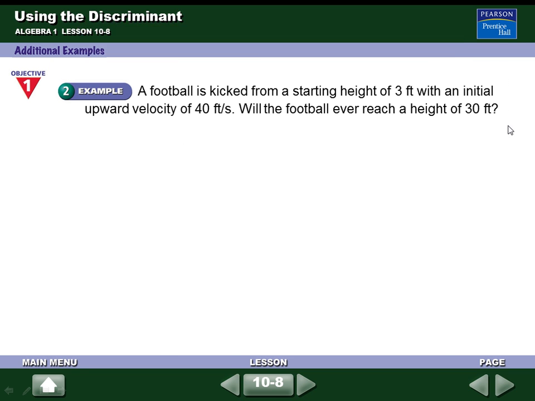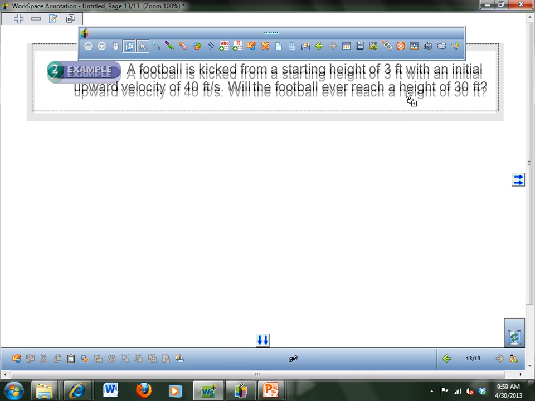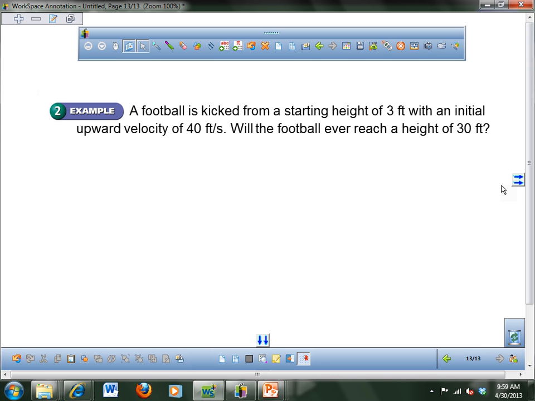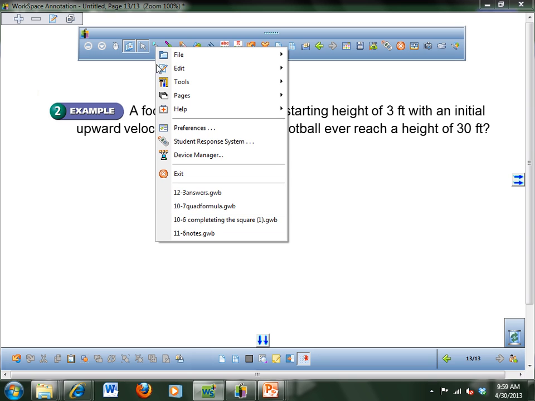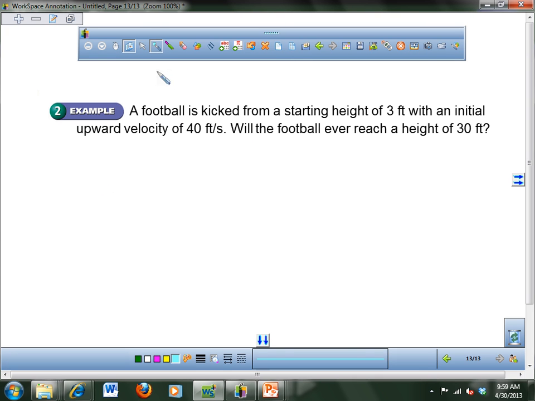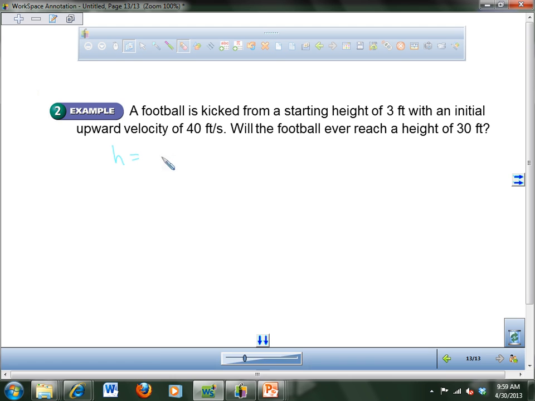If this were a test, I would give you that formula that I gave you with that word problem that we just went over. But they're expecting you to plug into this formula that I gave you earlier, okay? Which is h is equal to negative 16t squared plus bt plus c.